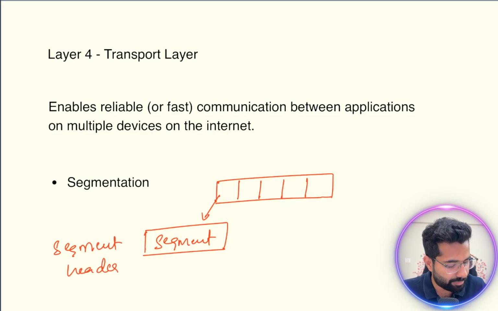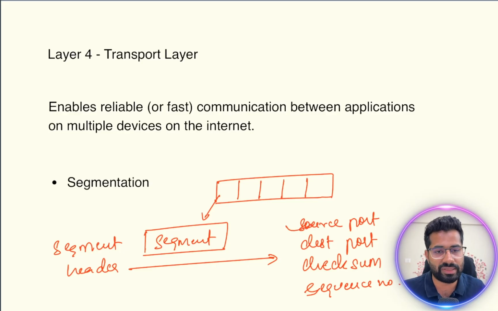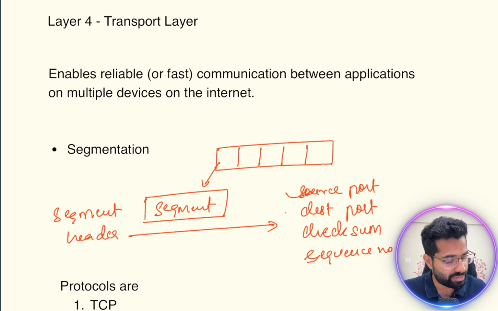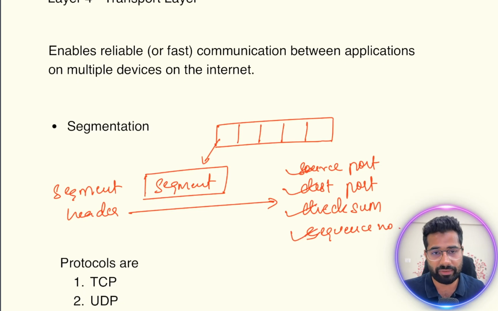This segment header consists of source port, destination port, checksum, as well as the segment sequence number. Now, the source port is used to map the response to the particular request, whereas the destination port is used to map the request to the particular server on the internet. Your checksum is used to check the integrity of the data, whether it has been corrupted or changed while in transit, whereas your sequence number is used to maintain the ordering.